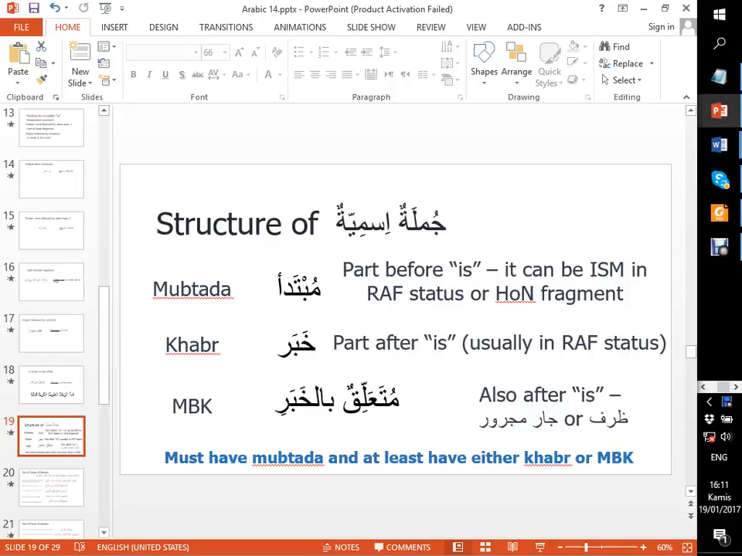So the rules for the structure: it must have Mubtada, and at least one Khabr or one MBK, or both. You can have Khabr and MBK both. Okay. So I think that's all the sentence rules that you might need, and actually I have prepared for you to explore or elaborate the last 10 surah in Quran. So I will highlight all the words that we have covered, like ism, fragments, but for fi'il, we will not elaborate those words because we haven't covered it yet.